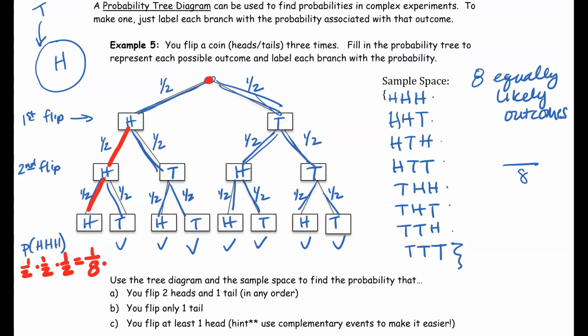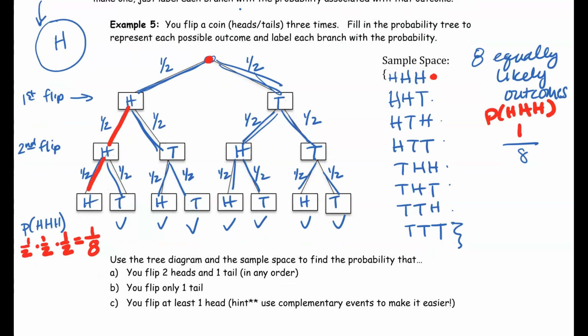Well, the other option is you look and you see there's 8 equally likely outcomes. Head, head, head is one of them. So the probability of head, head, head is 1/8. It's a lot faster to do it this second way. And since they're equally likely, we are allowed to do it that way. It's not going to work for every single problem, but for this one it does. So this would be a great place to pause the video and try A, B, and C on your own.